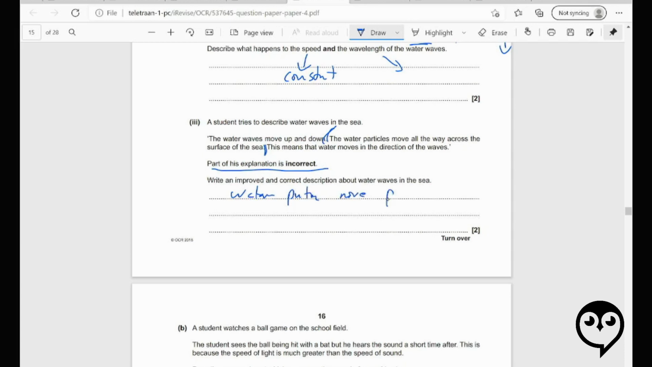move perpendicular to the direction of the water waves. The particles do not propagate, only the energy propagates. The energy moves in the direction of the waves. The particles move perpendicular to the direction of the waves. For 2 marks, something to that effect.